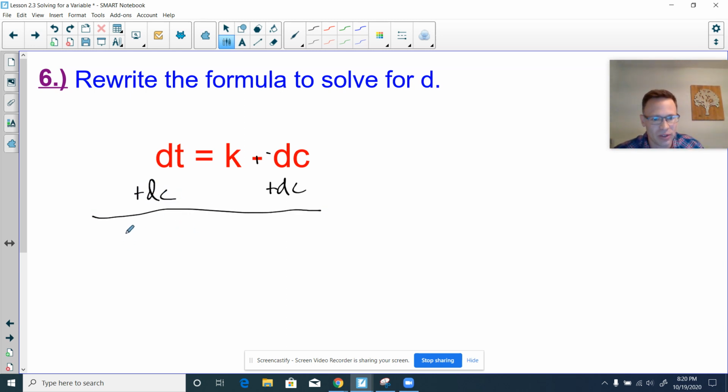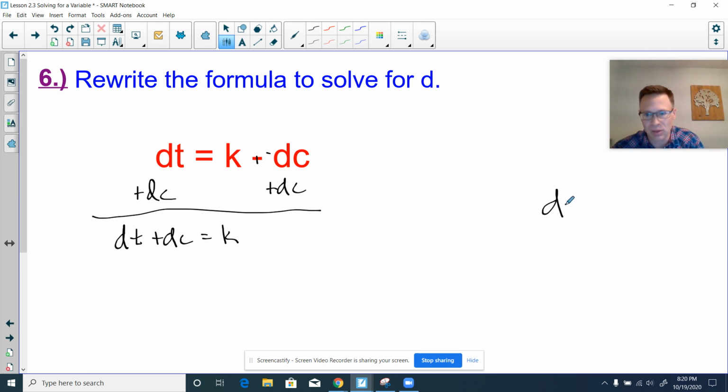What that leaves me with is dT plus dC is equal to k. And I can't simplify any of this stuff. And none of these variables are really going to go away, and there's no numbers for me to get. So it's very clear here that I'm not going to get a number, okay? So this takes a little bit of foresight, right? So I'm just going to illustrate that over here.